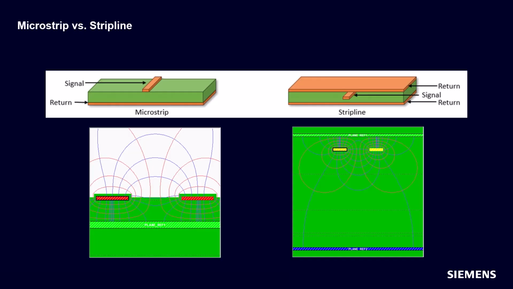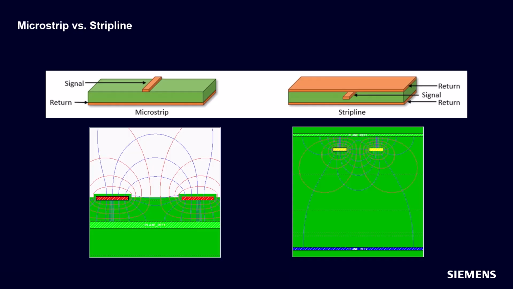Traces routed on the top layer are typically considered microstrips. Part of their electric fields travel in the PCB dielectric and part in the air above the board. These multiple environments mean that the signal experiences multiple effective dielectric constants. In contrast, traces routed on inner layers of the PCB are called strip lines and experience a single, consistent dielectric constant as they are fully contained within the PCB dielectric.